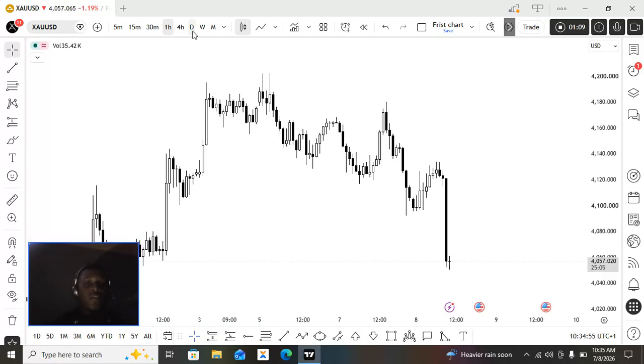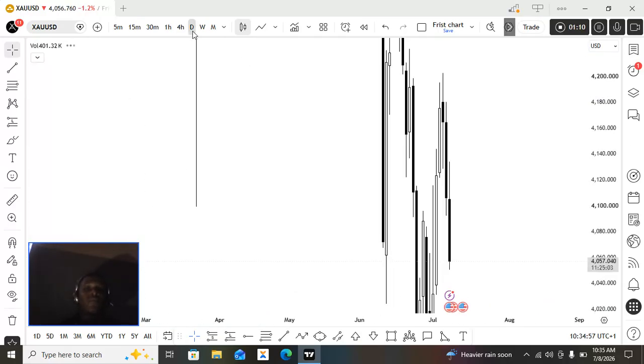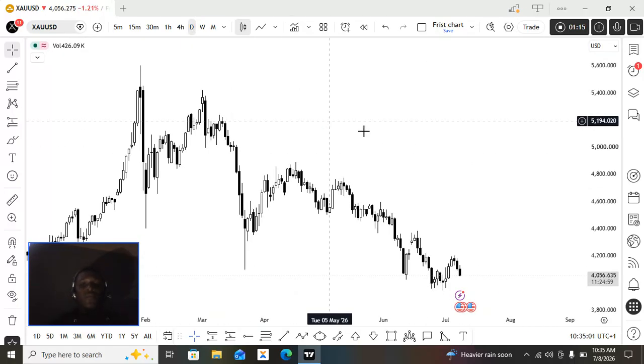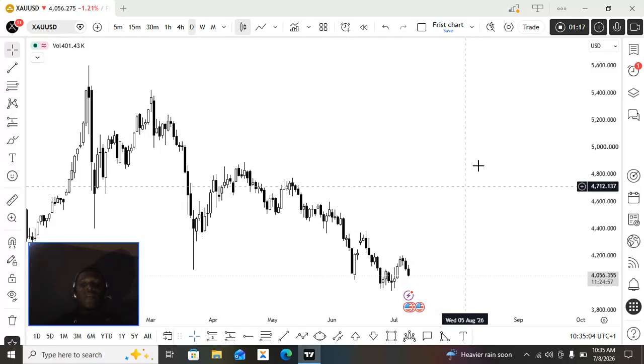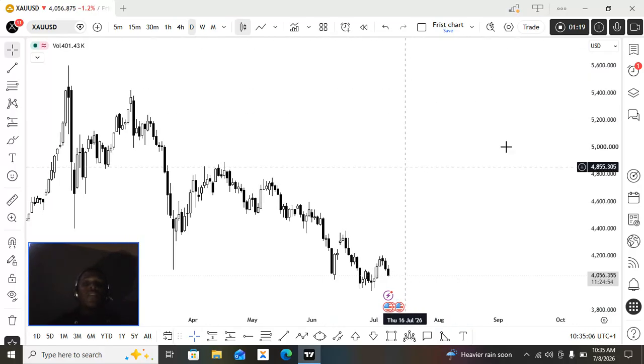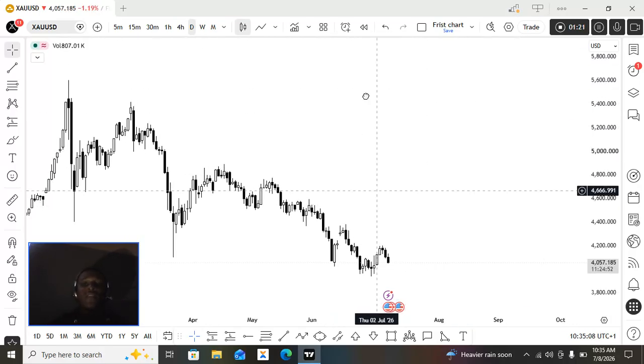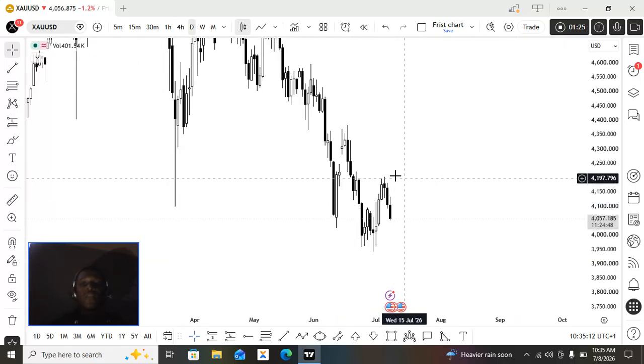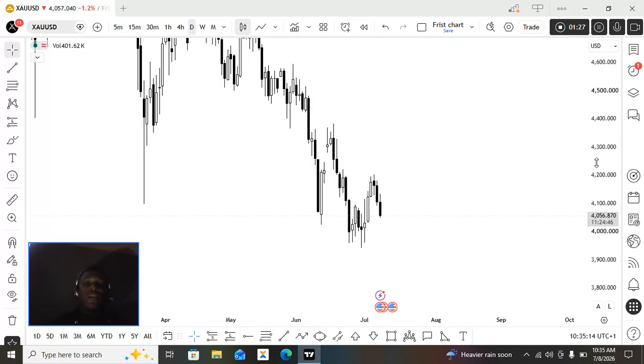So if you want to trade gold, the first thing you have to do is a top down analysis, right? You have to go to the higher time frame, then you get the direction. That is the first step. You get the direction of the market. You ask yourself, where is this market heading to? Is it going up or is it going down? Is it sideways or ranging?